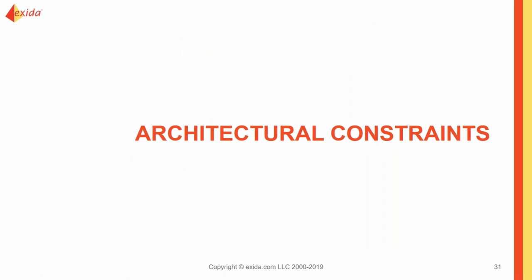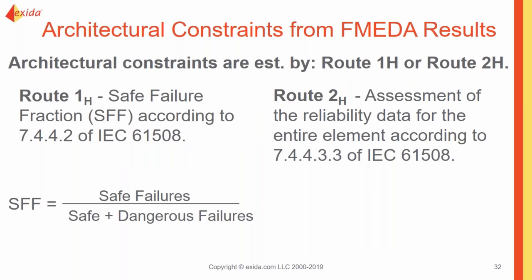The next way you can use your SIL as an end user is to determine your architectural constraints. This is the same as we talked about earlier, the 1H or the 2H, but this is a different approach. Route 1H is going to be your safe failure fraction, where route 2H is going to be your more prior use justification, and each of these routes have, once again, associated tables in them.